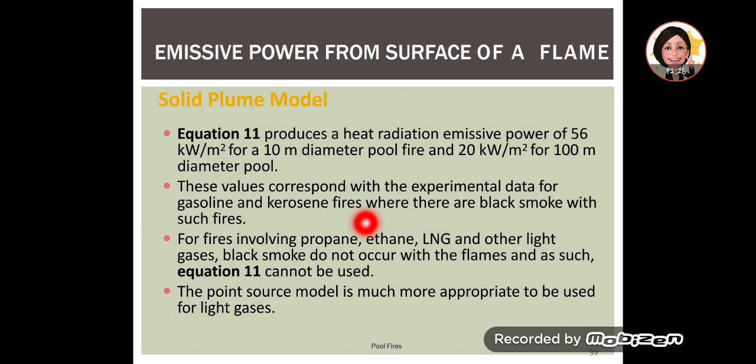For fires involving propane, ethane, LNG or other light gases, black smoke does not occur with the flames. So for these events, equation 11 cannot be used. The point source model is more appropriate to be used for light gases.